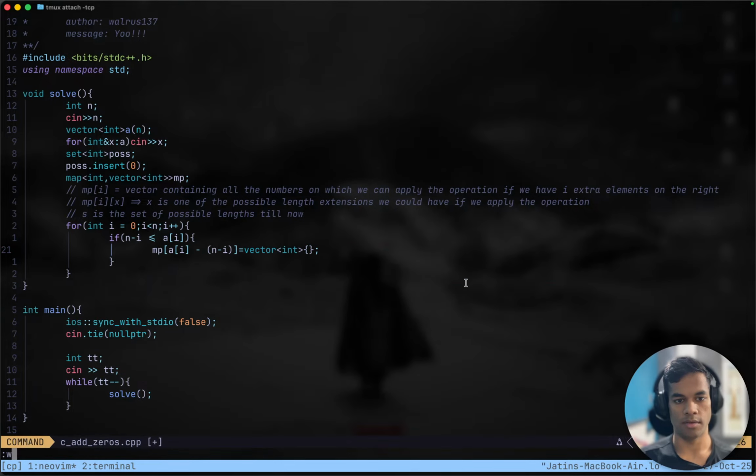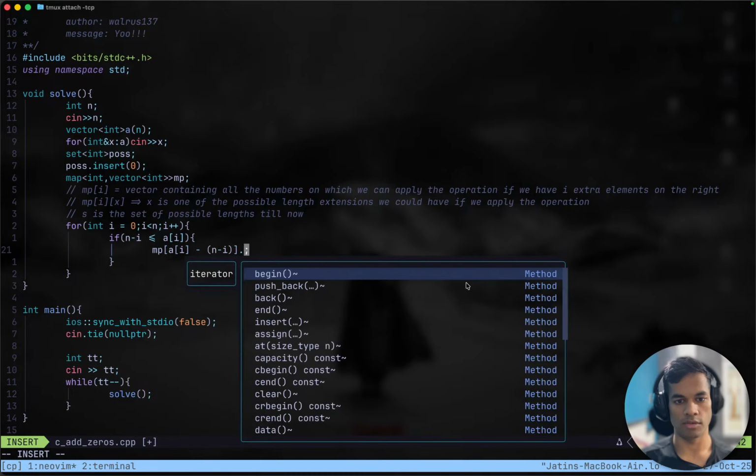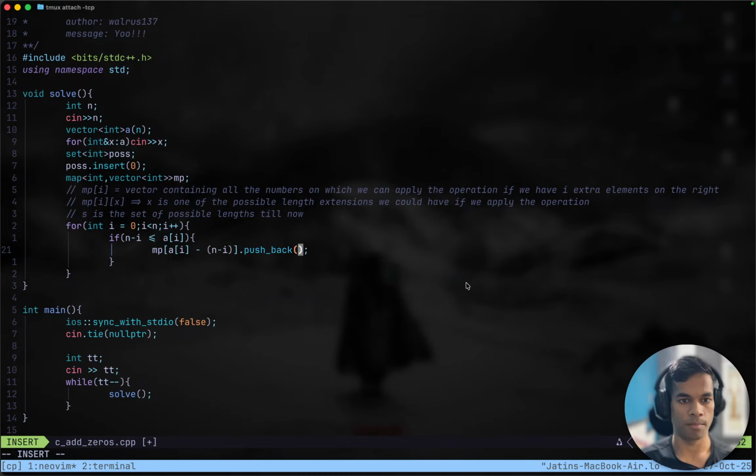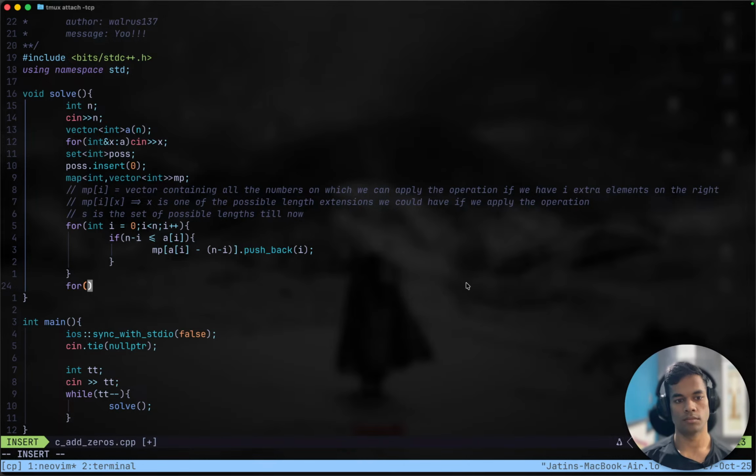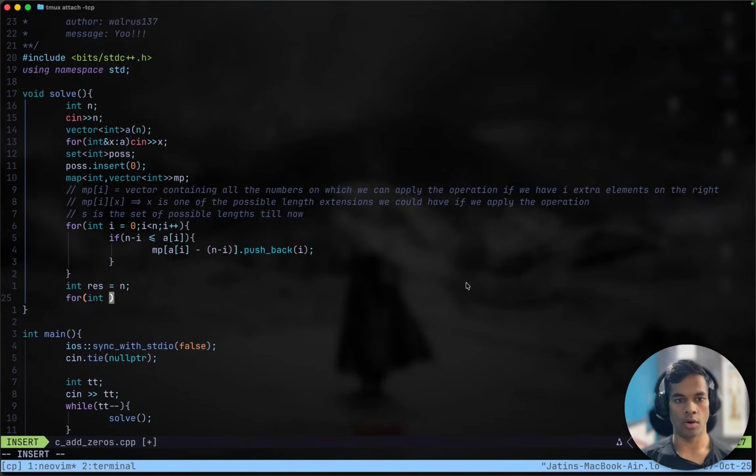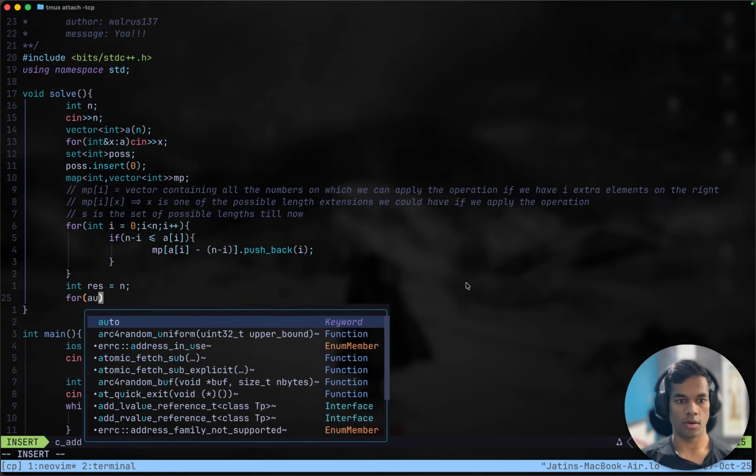I don't think we have to do this. We can just do pushback. Pushback does work. Pushback, how much value would be added? In response is n. Currently, that is the maximum length possible for auto.